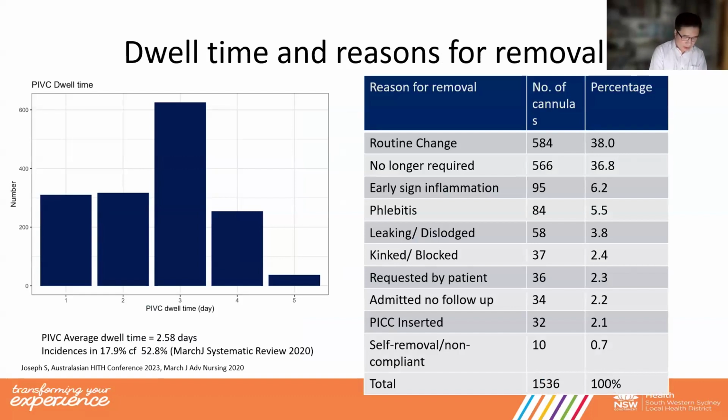As with any PIVC use, there are incidences of phlebitis and leaking. Overall, there was a 20% incidence, which compares favorably to the literature rate of around 50%. The majority of these were managed with the daily review. Unplanned presentations related to the catheter to the emergency department only occur once or twice a year, and these were generally resolved with PIVC change and recommencement of HITH treatment.